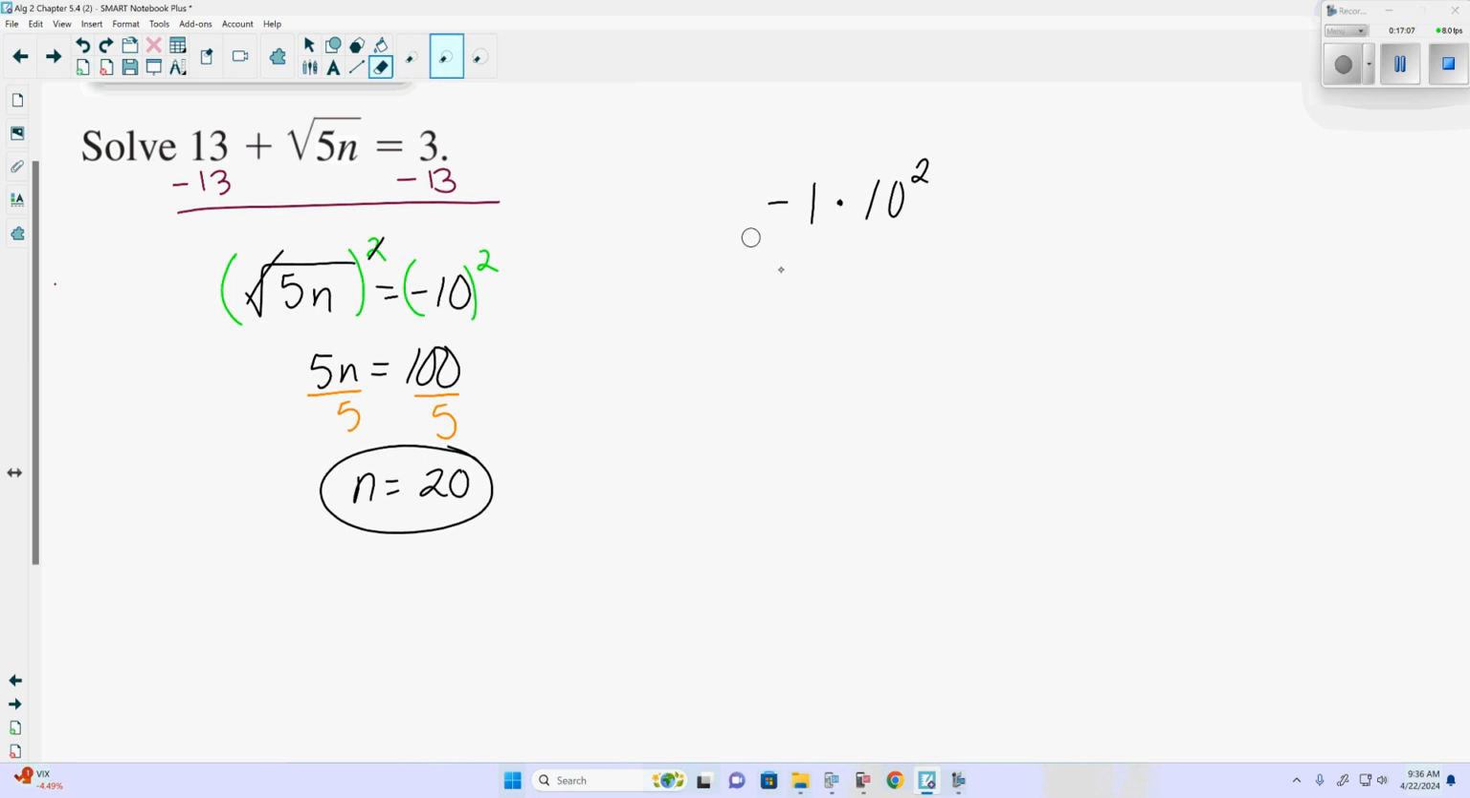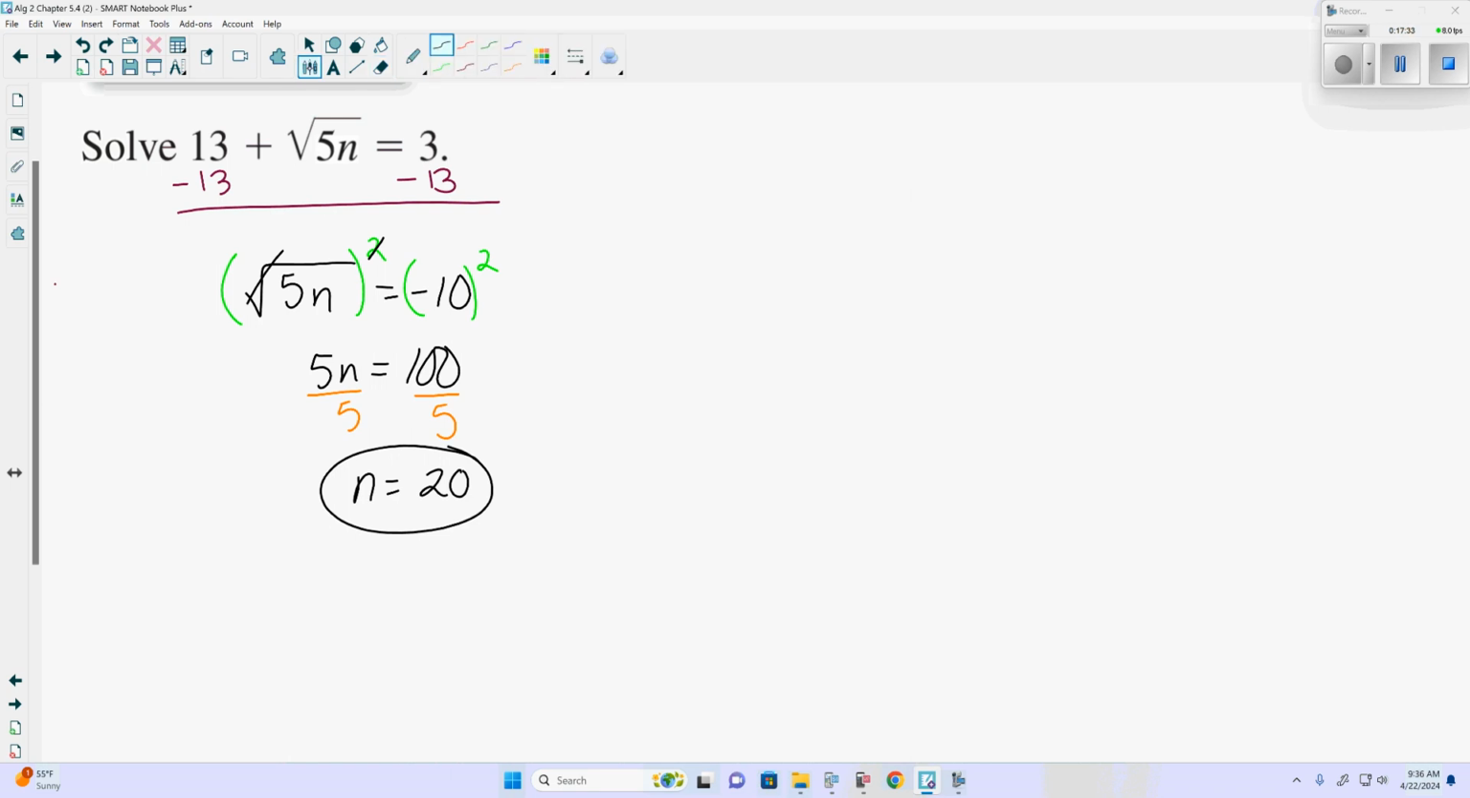And again, that is a good question. If you're not sure whether you need to put parentheses around it or not, put them. When in doubt, put parentheses, because it's not going to hurt. Even if it was positive 10 squared, you put the parentheses, you'll get the right answer. It's better to have them and not need them than need them and not have them, because most of the time, that's where the big issue comes in.